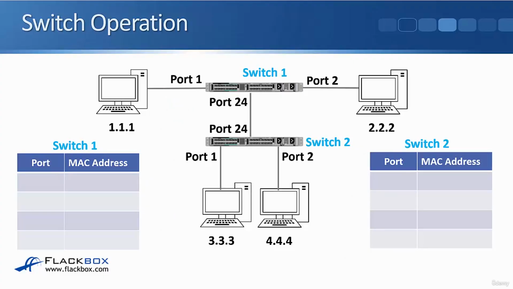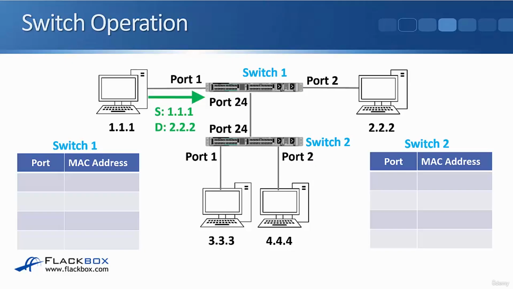Now we're going to look at another example where we've got two switches. So switch 1 has got host 1.1.1 plugged into port 1 and 2.2.2 plugged into port 2, and switch 2 has got host 3.3.3 plugged into port 1 and 4.4.4 plugged into port 2. And the two switches are connected to each other using port 24 on both switches. Again, we've just powered everything on, so there's nothing in the MAC address table on either switch yet.